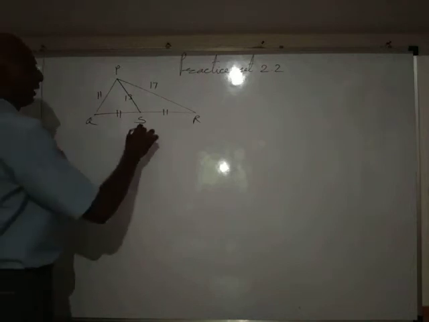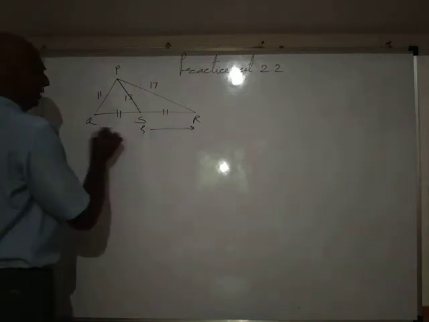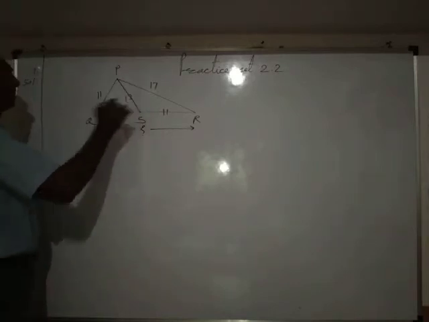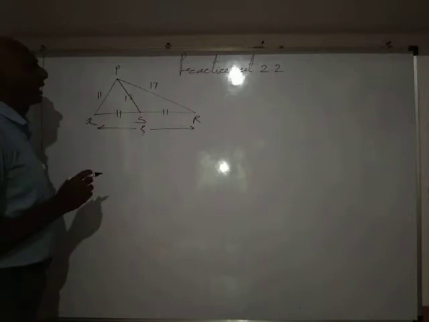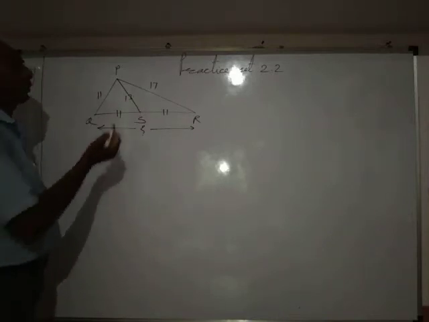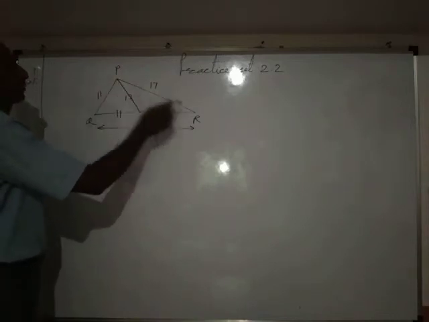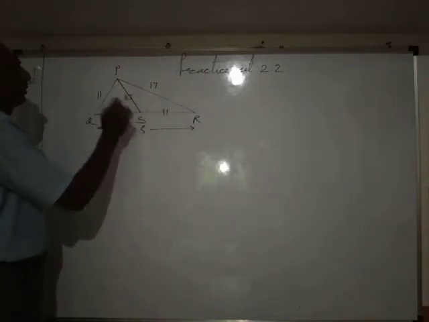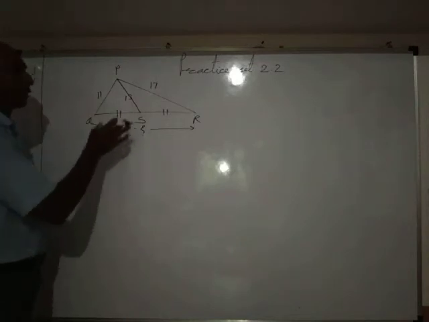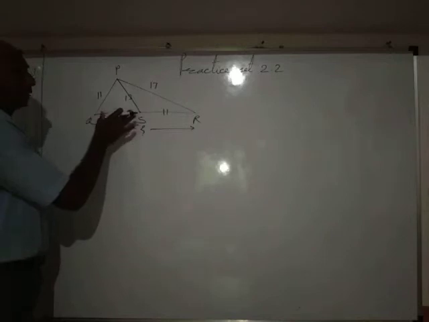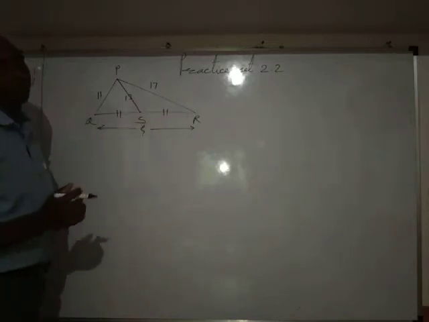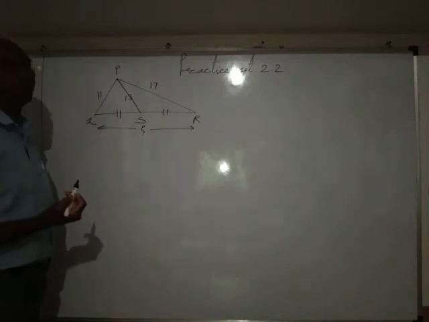Then find QR. Here you may note, as seg PS is a median, we can apply Apollonius theorem, and according to Apollonius theorem, PQ square plus PR square equals 2PS square plus 2QS square. Using this formula, we are going to get the value of QS, but QS is half of QR since S is midpoint of QR, and then we can find the length of QR.